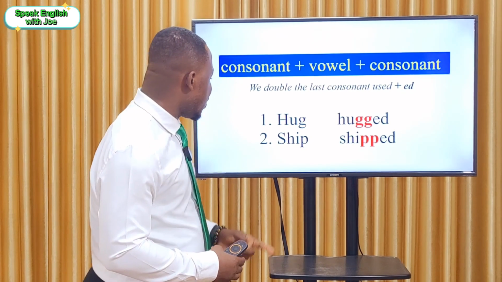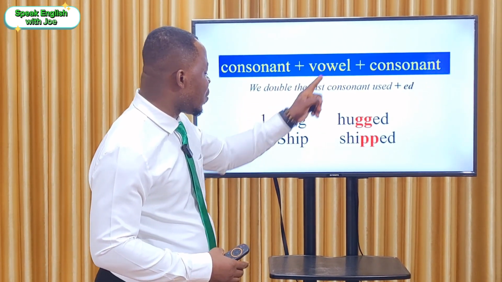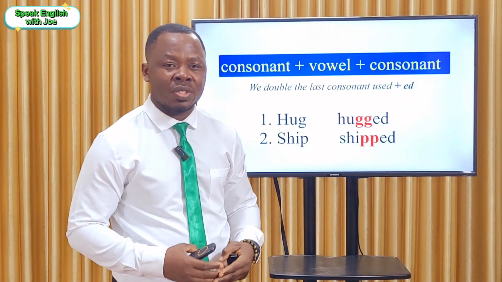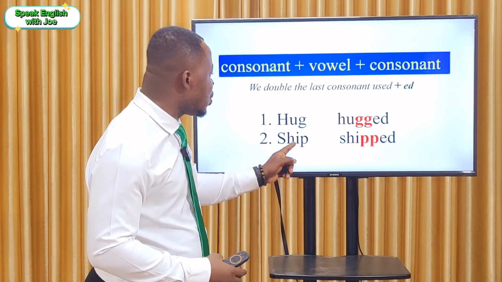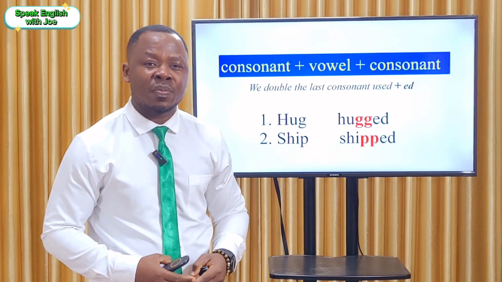And next, shape. Now, H is a consonant, A is a vowel, and P is a consonant. So we double the last consonant used, that is P. We double it plus ed, making shaped in the past simple tense.